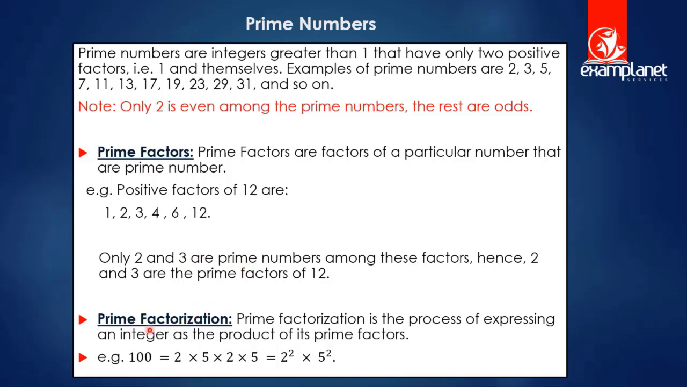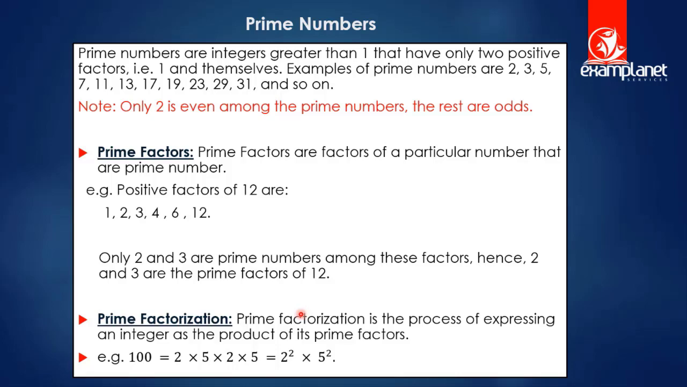Now, we have what we call prime factorization. Prime factorization is simply the process of expressing an integer as the product of its prime factors. So when we write our number as the product of only the prime factors, then we have what we call prime factorization of that number. For instance, 100 is 2 times 5 times 2 times 5, which is the same as 2 raised to the power 2 times 5 raised to the power 2. You can follow these steps to do this.